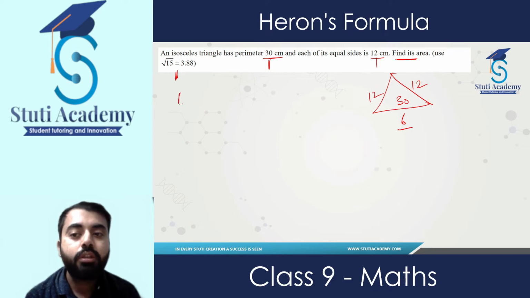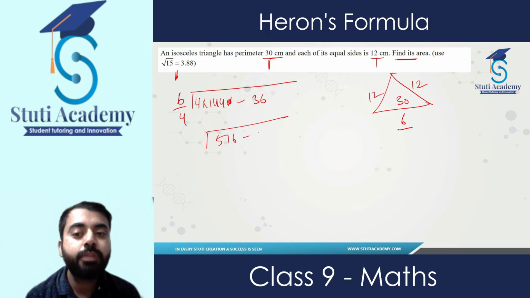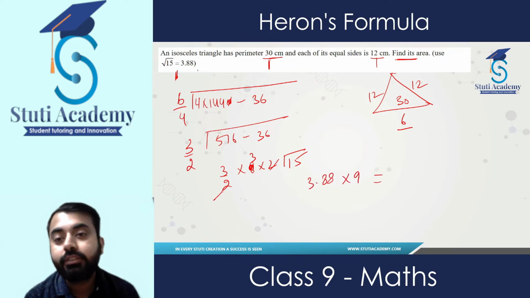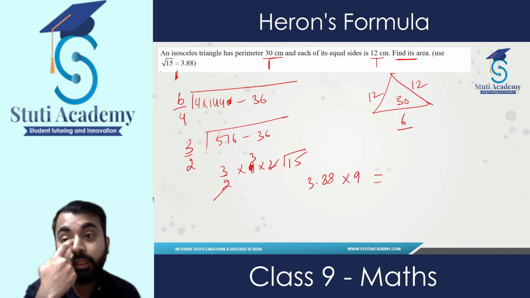So 6 by 4 square root 4 into 144 minus 36. 144 was what? It was 576 minus 36 by 2. I knew this. 3 by 2 into 9 into 2 square root. Actually, I had a 3. So solving this, square root of 15 is what? 3.88 multiplied by 9. See, this is the exact sum that we have done earlier. I know now that the value of square root 15 is 3.88.